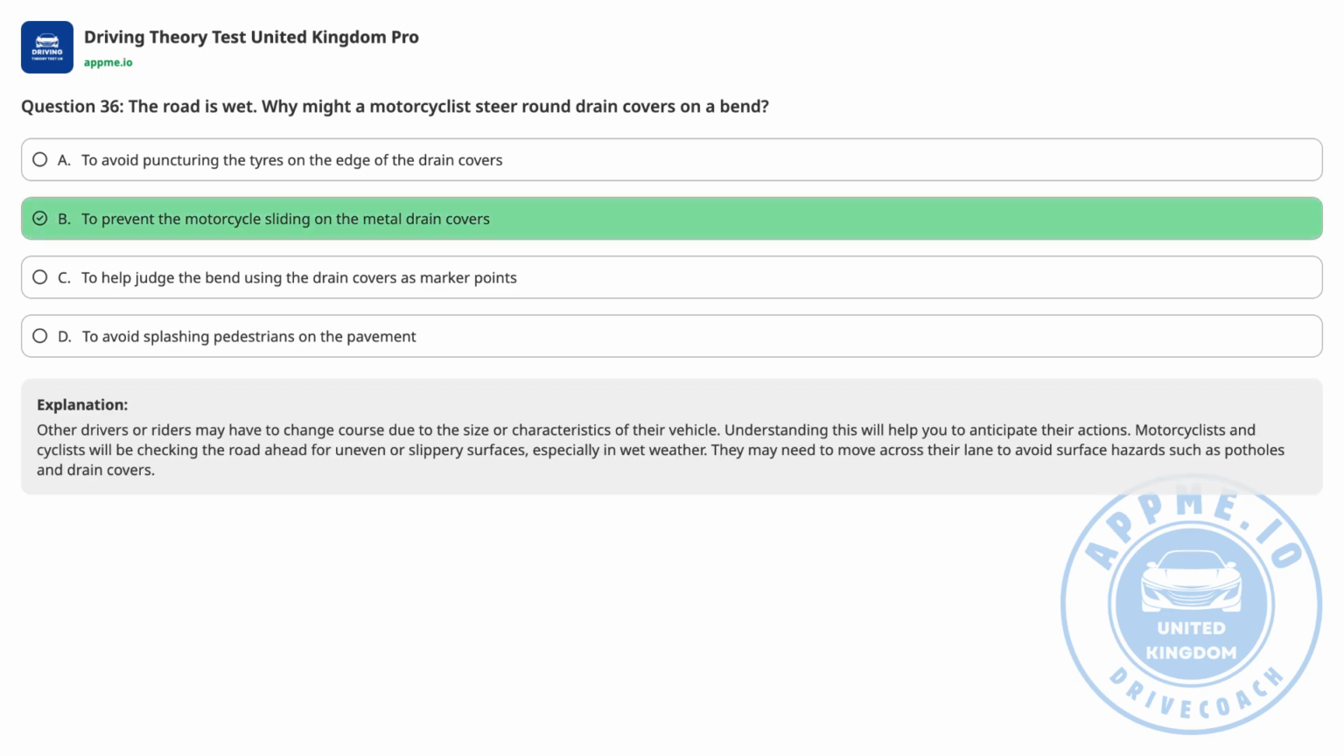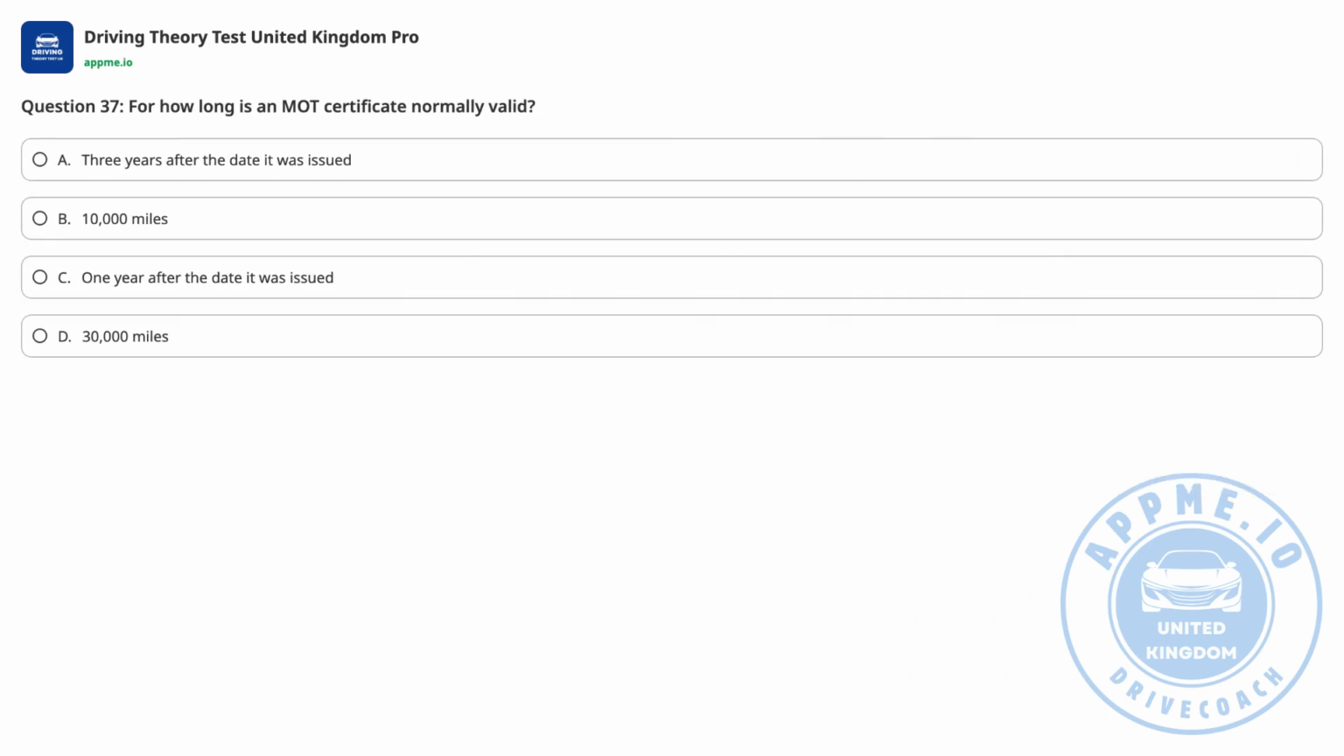The correct answer is B. Question 37. For how long is an MOT certificate normally valid? A. 3 years after the date it was issued. B. 10,000 miles. C. 1 year after the date it was issued. D. 30,000 miles.